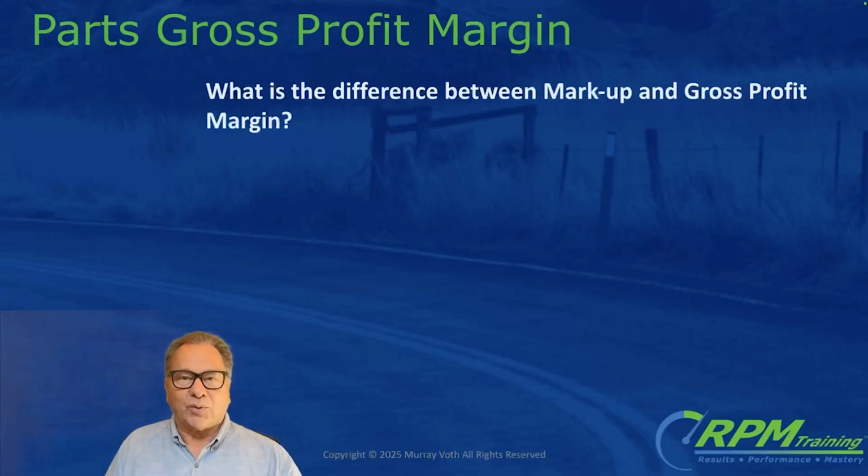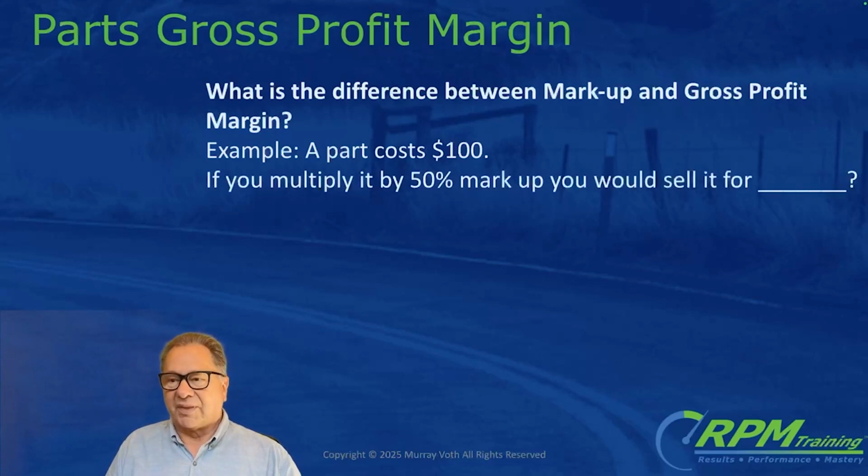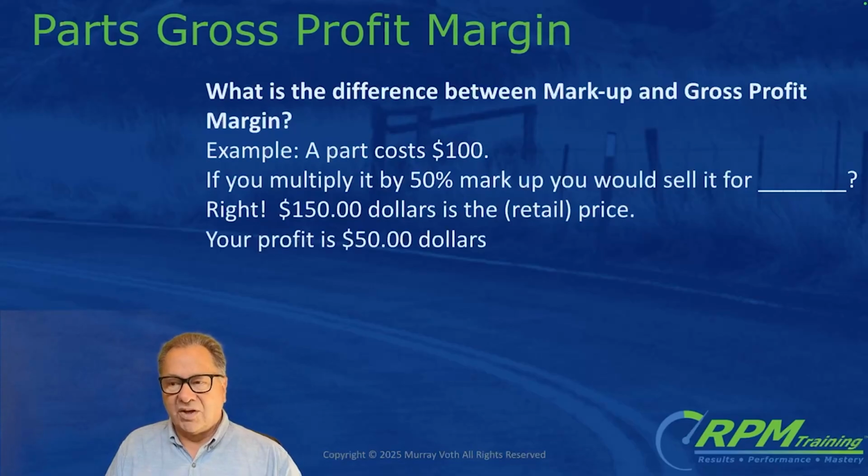So here's the math that we're going to do to understand it. As an example, you buy a part from a supplier for $100, that's your cost. If you use markup, you multiply it by 50% markup. The question is, what would you sell it for? You would sell it for $150. Now, that's the retail price that you come from that calculation. The next question is, what is your profit on that transaction? Well, your profit is $50.